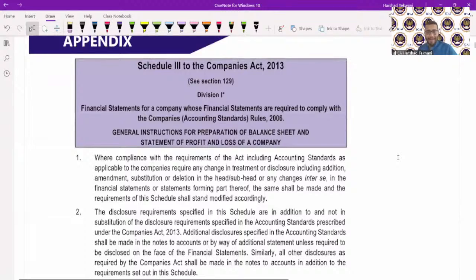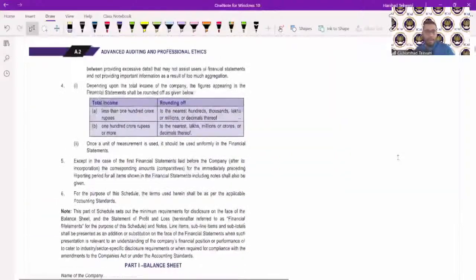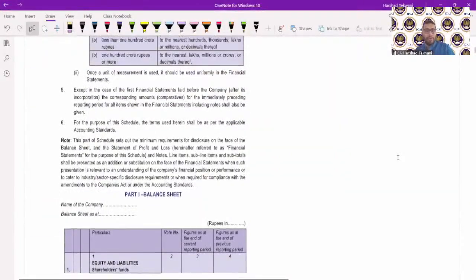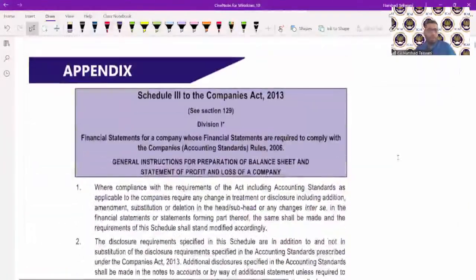Schedule 3 to the Companies Act. Now, as we know, Schedule 3 is divided into 3 divisions. Division 1, financial statements to which accounting standards are applicable. Division 2, financial statements to which Ind AS is applicable, and Division 3 for the NBFCs. Again, in each and every division you will see Part 1, the balance sheet, and Part 2, your profit and loss account. So we will be discussing all these details one by one.